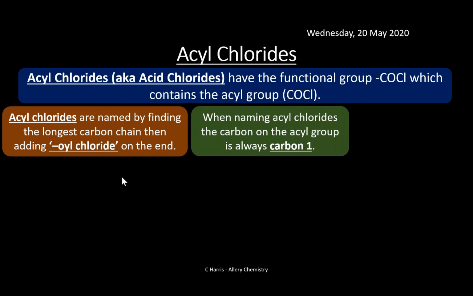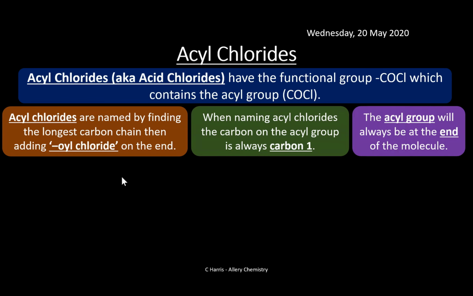So when naming acyl chlorides, the carbon on the acyl group is always carbon 1. Again, it's exactly the same as carboxylic acids. And the acyl group will always be at the end of the molecule as well. You're never going to find it in the middle of the molecule.